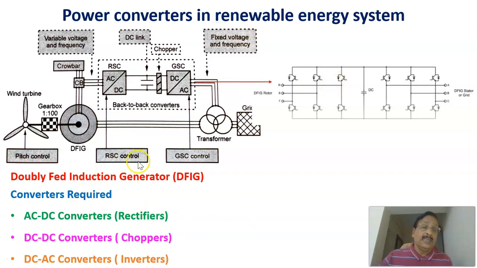And basically, there are three converters used here. One is the AC to DC converter, that's called the rectifier. The second one is the DC to DC converter, that's called the chopper. And the third one is the DC to AC converter, that is called the inverter.